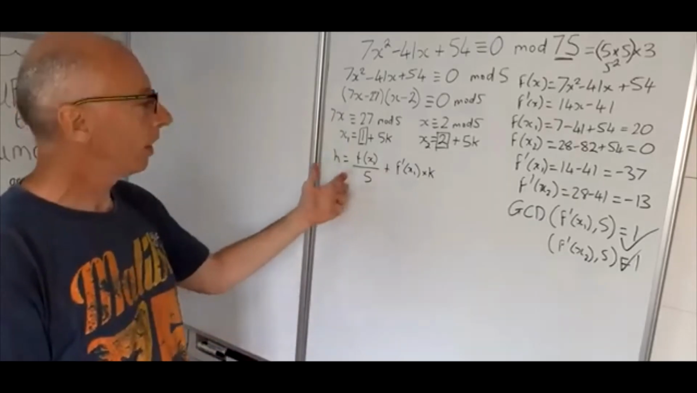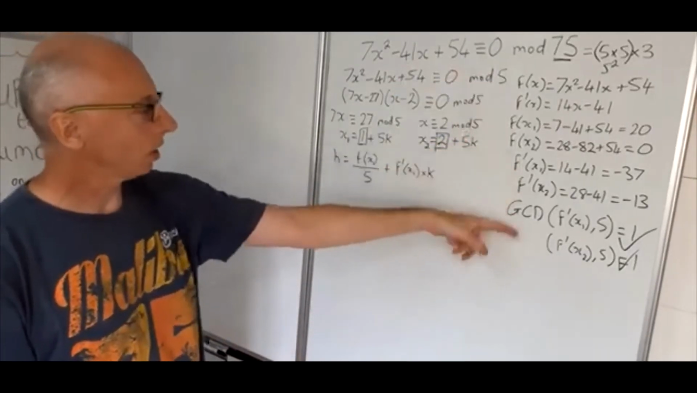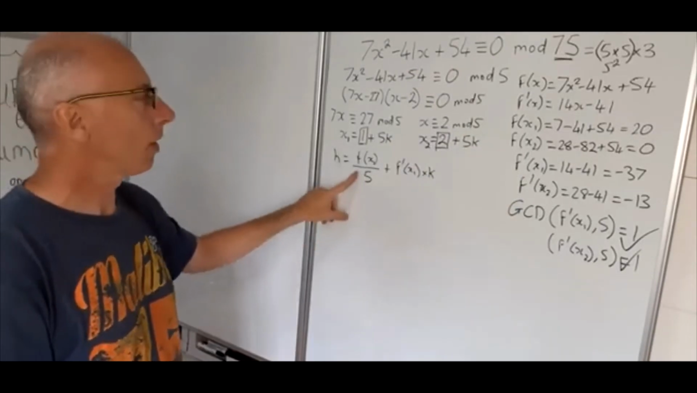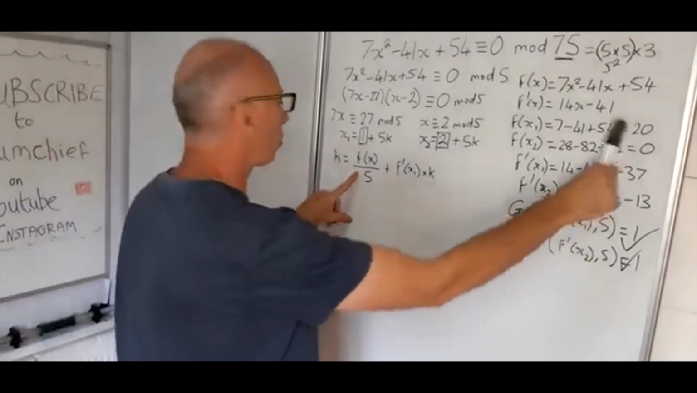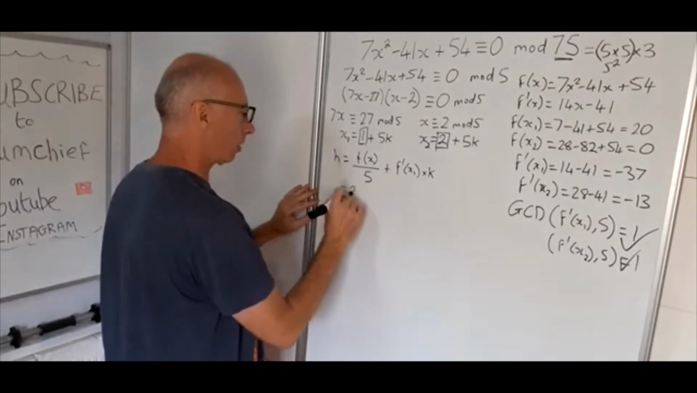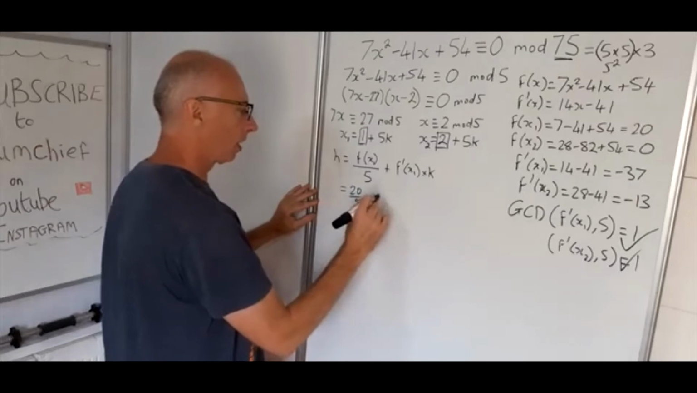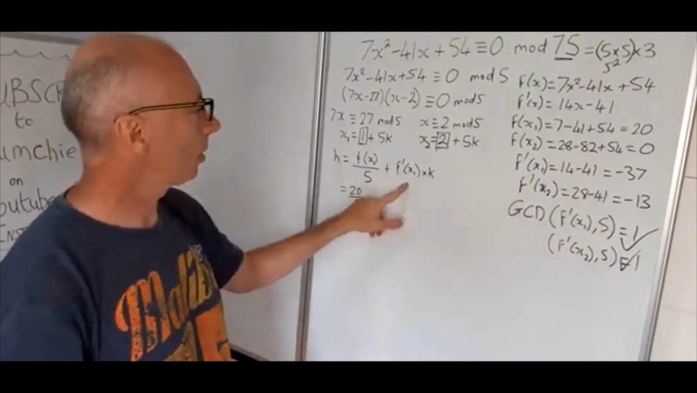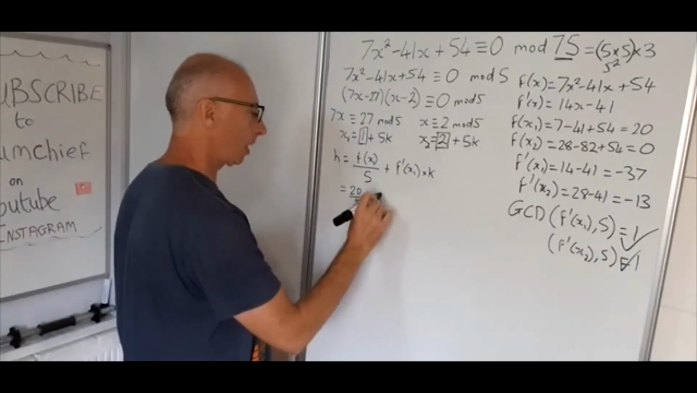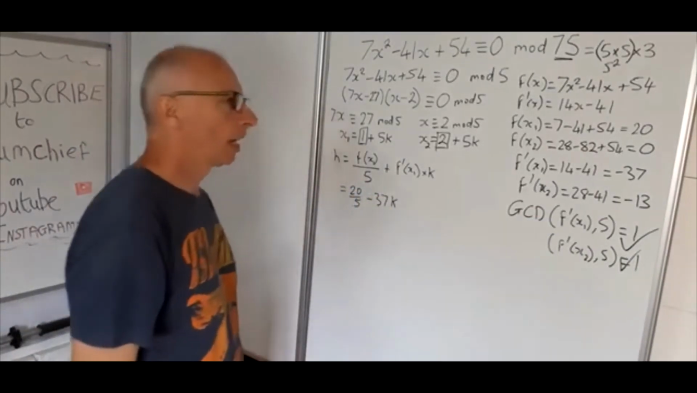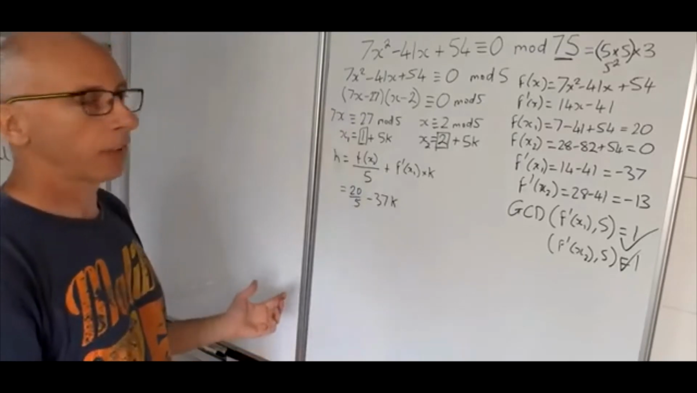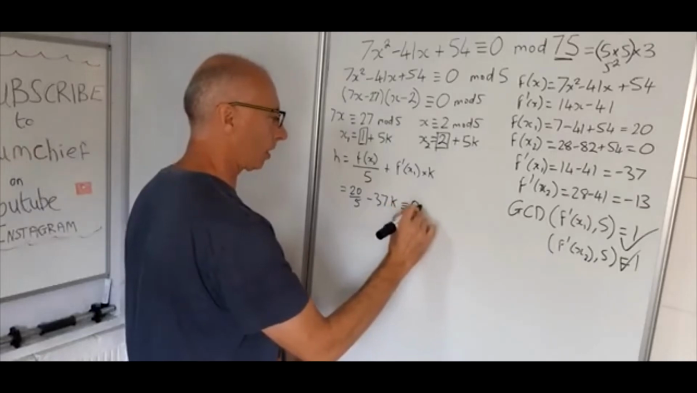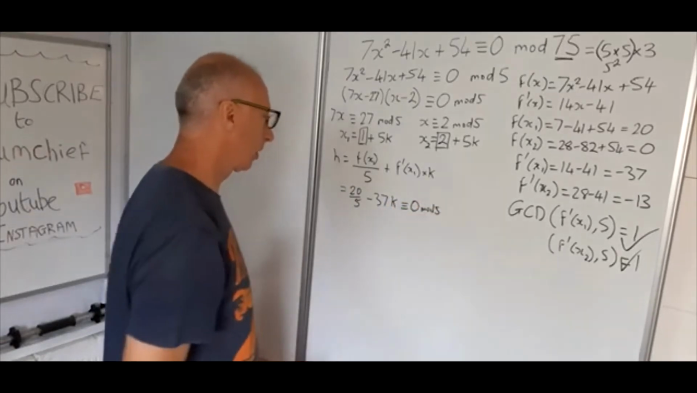Okay, what we've got to do now is simply, we've done all the calculations and checked the condition, just plug these in and then we can see if we can find a value for k. So f of x1, that's going to be 20, so that's 20 over 5. F prime of x1 is minus 37, so this plus minus 37 will now become minus 37k. And then what we need for that, we need to solve for that modulus 5, so congruent with 0 mod 5.